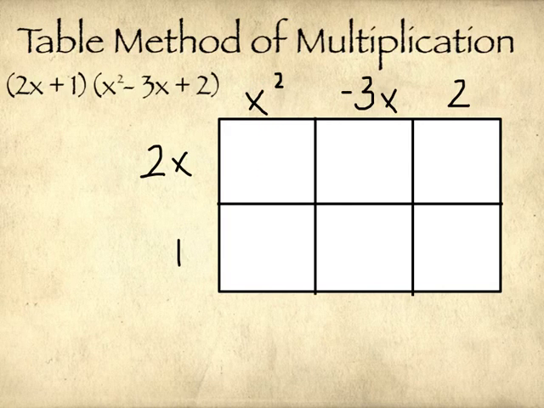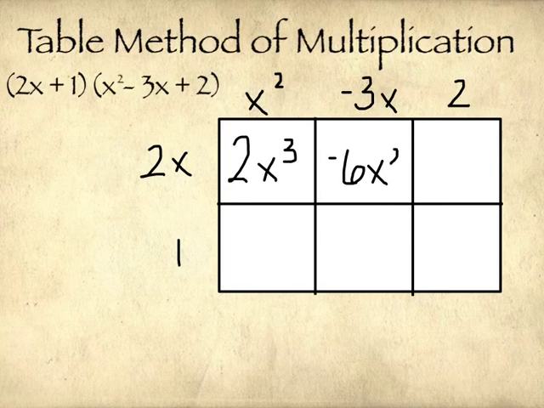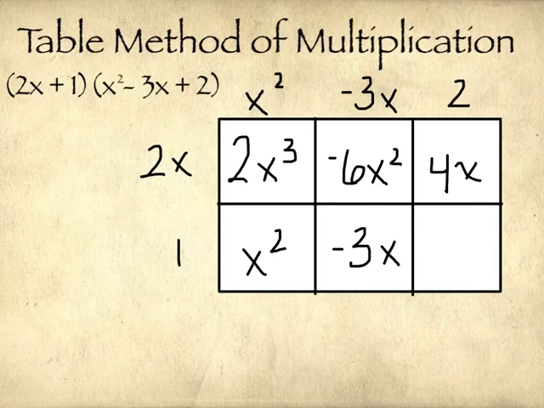2x times x squared will give us a 2x cubed. 2x times negative 3x will give us negative 6x squared. 2 times 2x gives us 4x. 1 times 2x squared, 1 times x squared gets us x squared. 1 times negative 3x is negative 3x, and 1 times 2 is 2. We then go through and add them together.